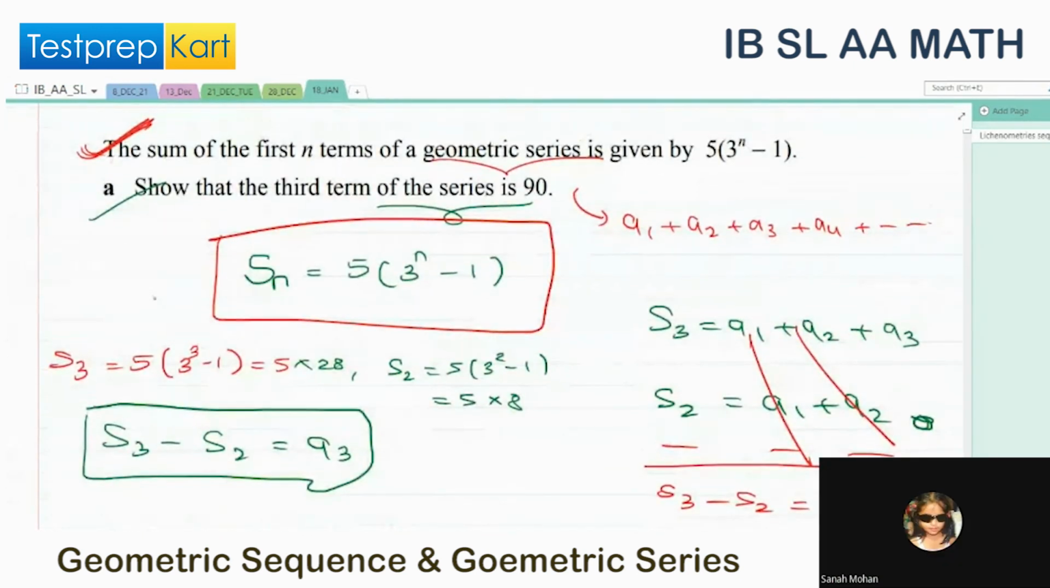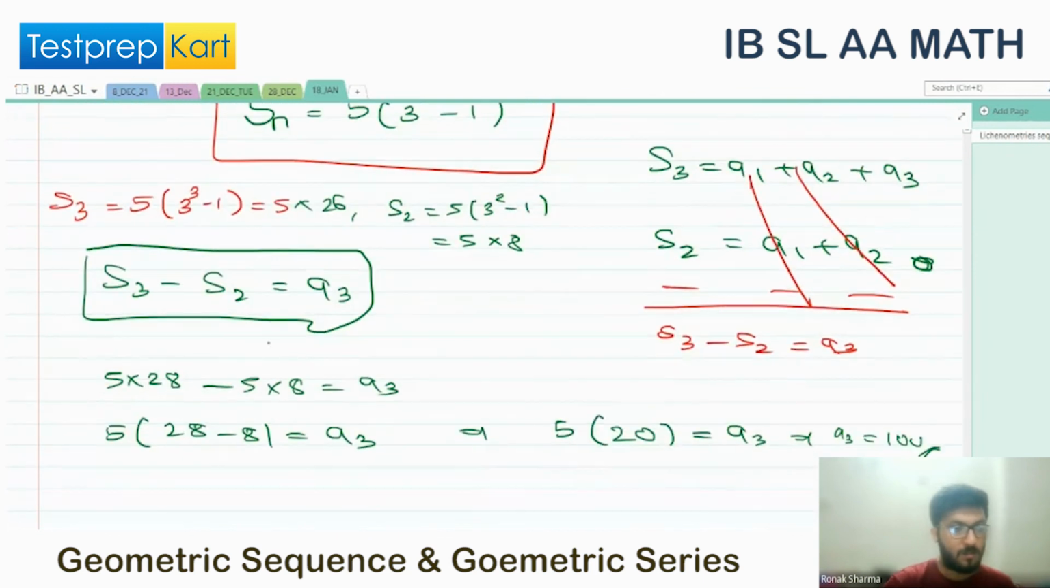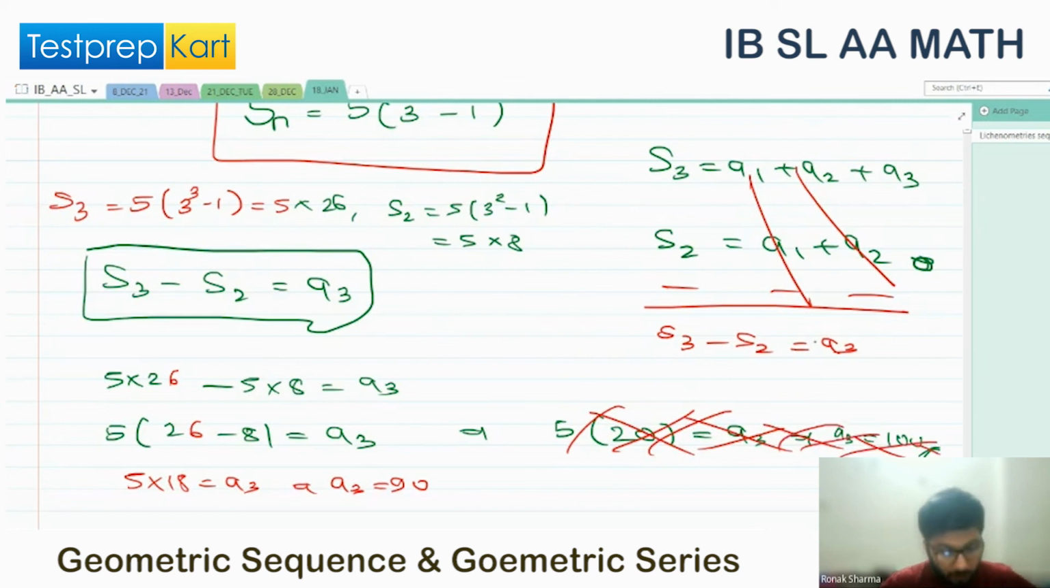3 cube is 27, minus 1, that will be 26. 26 minus 8 is 18. So 5 into 18 is A3. So yes, A3 is coming out to be 90. Got it? That is how to solve it. Definitely a very good question. This is also one insight: if we take the sum of five terms and the sum of four terms and subtract them, I'll get the fifth term. Yes or no? This is also one way to approach the question.